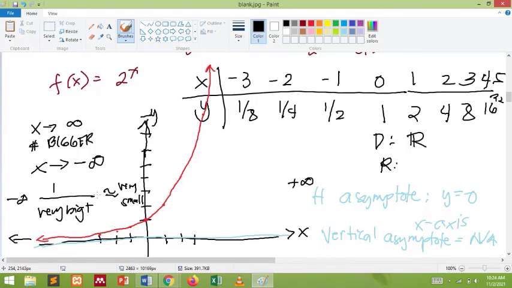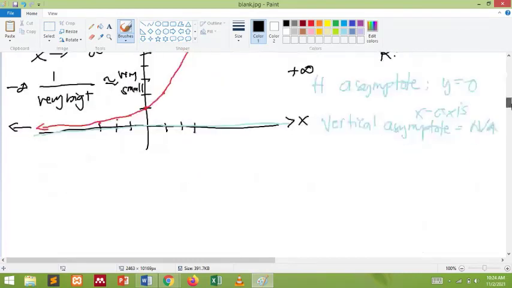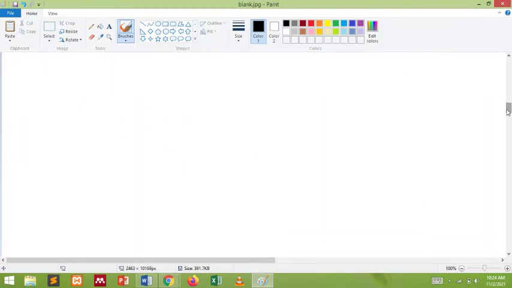Now let's try this one. Remember, this is a function of x, 2 to the power of x, no? Let me see. Give me one moment. I'm going to go to the next clear screen. Okay. So let's try this one.